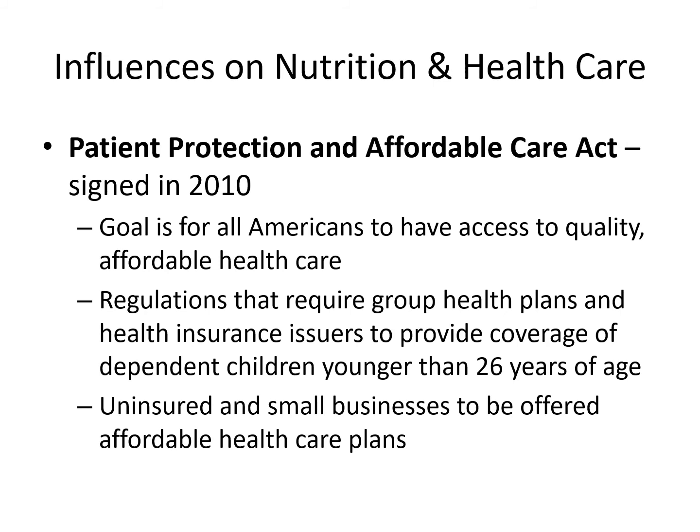Now we also have the Patient Protection and Affordable Care Act. You might be familiar with quote-unquote Obamacare. The goal is for all Americans to have access to quality, affordable health care. These are regulations that require group health plans and health insurance issuers to provide coverage of dependent children younger than 26 years of age, and uninsured people and small businesses to be offered affordable health care plans.